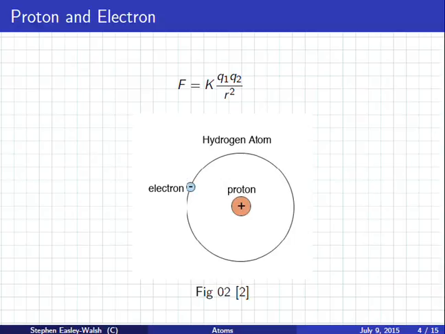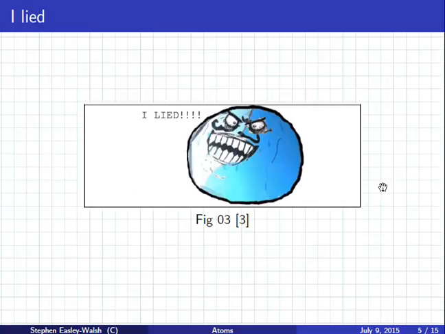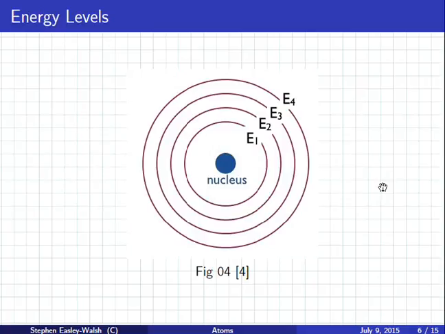So if you remember, I said that for distance, there's no smallest distance. You can make the distance as small as you want. Remember I told you that? Well, I lied. This is not true. There is a minimum distance. When you look at the hydrogen atom, it actually looks like this. The electron can be here, here, here, or here, but not in between. So these are the possible orbits.